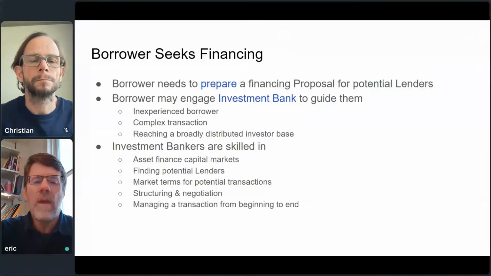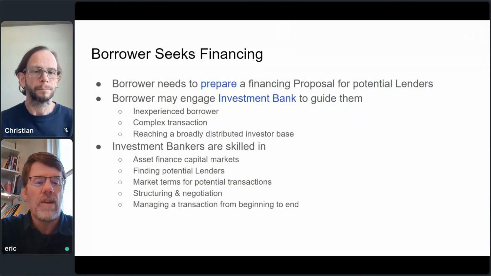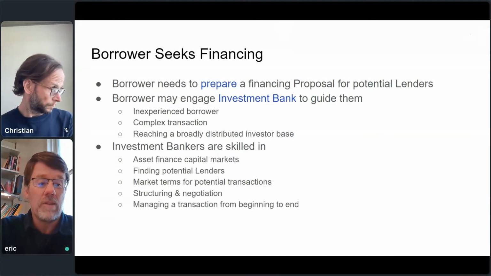Typically, a borrower may engage an investment bank. Think of this as a structuring agent to guide them. When would they engage an investment bank? Because investment banks, it's not cheap. They'll probably charge you at least 1% of the transaction. So if it's $100 million, they're going to charge you $1 million.